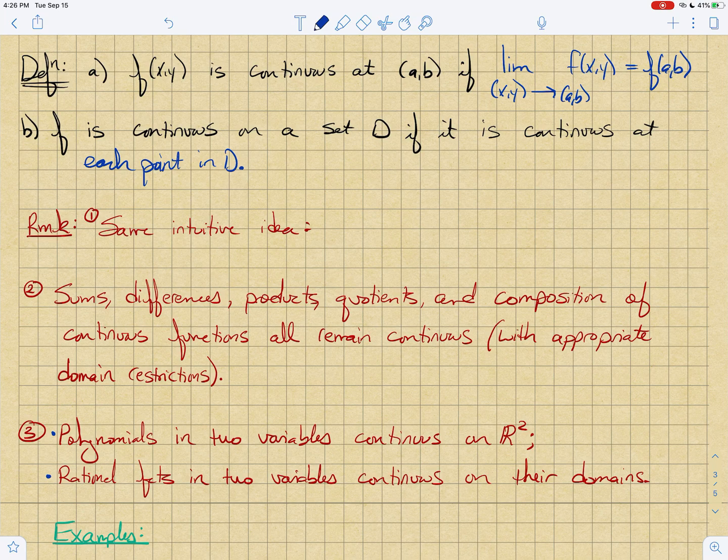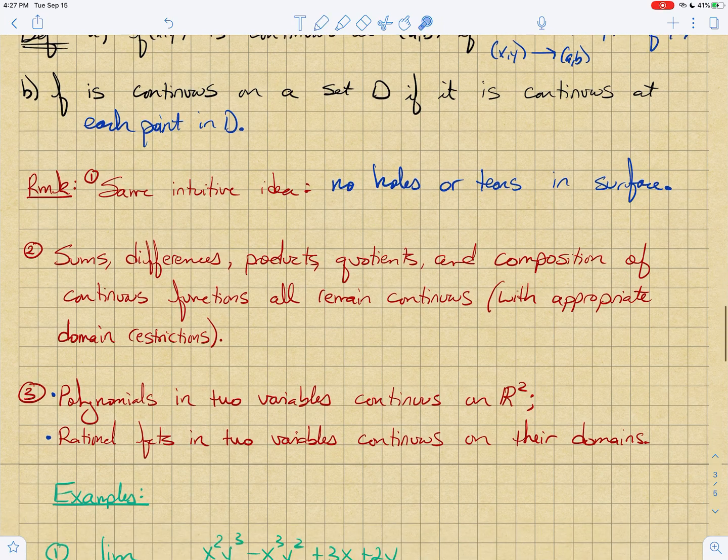So in Calc 1, when we introduced continuity, we said that you can think about continuity as basically just saying when you graph the function, you don't pick your pencil up. There are no holes in the graph. There are no jumps. And the same intuitive idea is true for continuity of functions of two variables. There are no holes or tears in the surface. The difference is instead of a curve in 2-space, we have a surface in 3-space.